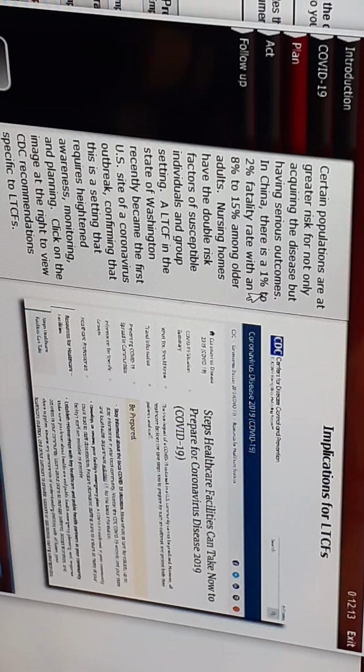Certain populations are at greater risk for not only acquiring the disease but having serious outcomes. In China, there is a 1% to 2% fatality rate with an 8% to 15% among older adults. Nursing homes have the double risk factors of susceptible individuals in a group setting. A long-term care facility in the state of Washington recently became the first U.S. site of a coronavirus outbreak, confirming that this is a setting that requires heightened awareness, monitoring, and planning. Click on the image at the right to view CDC recommendations specific to long-term care facilities.